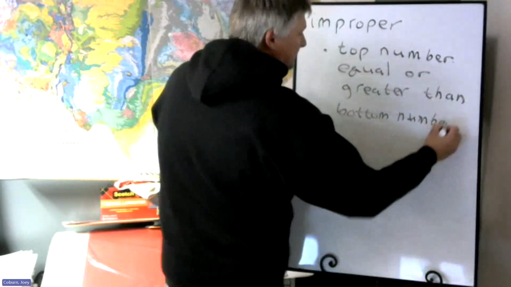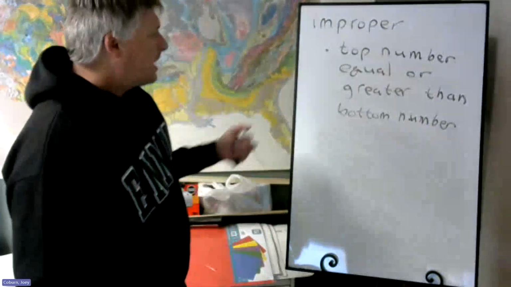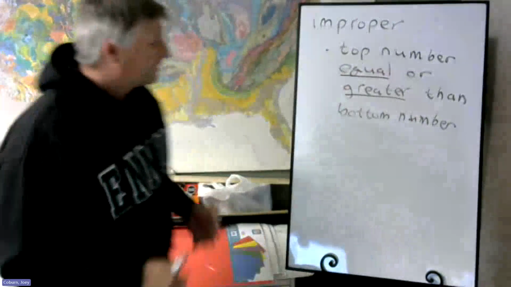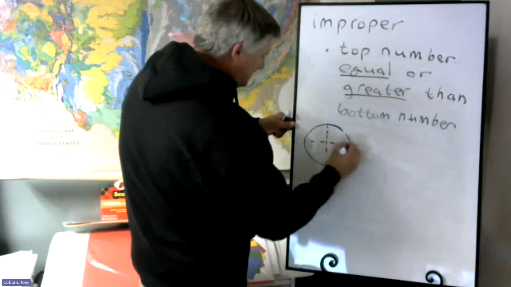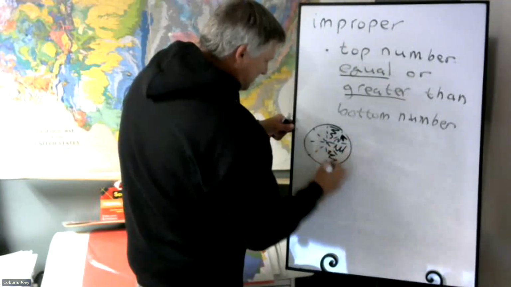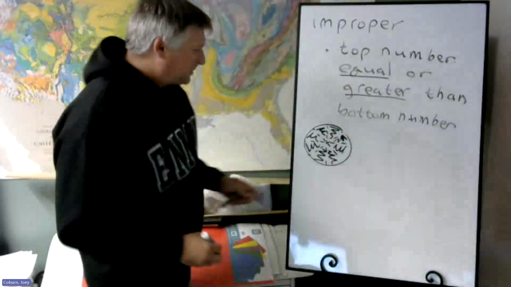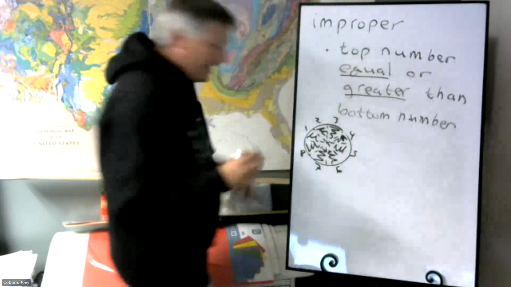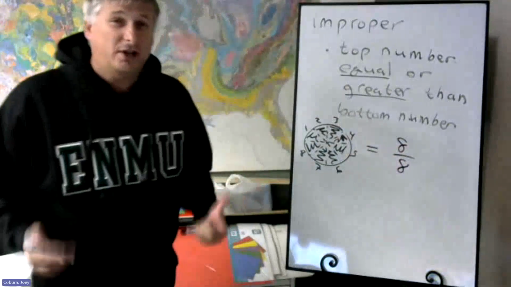Now, a proper fraction is what we saw earlier. That's when the top number is smaller than the bottom number. But when the top number is equal or greater, we have what's called an improper fraction. So for example, let's say we have our pizzas. Divide this into 8 slices. And this is when the pizza first arrives. And let's say you ordered only 1 pizza. So there's 1, 2, 3, 4, 5, 6, 7, 8 slices in this pizza. So we have 8 out of 8 slices. All the slices are there.